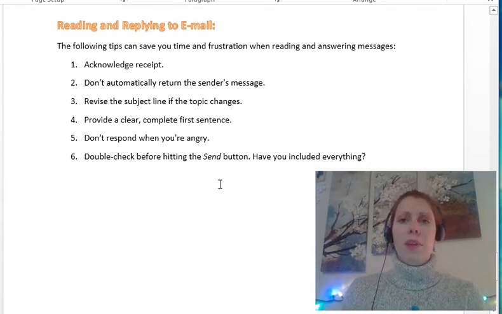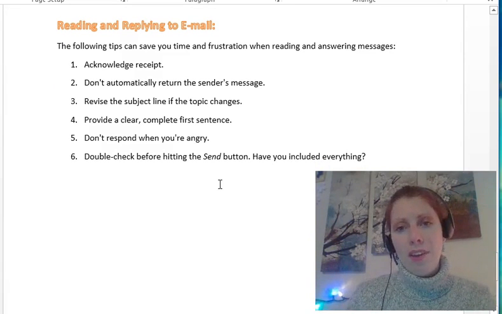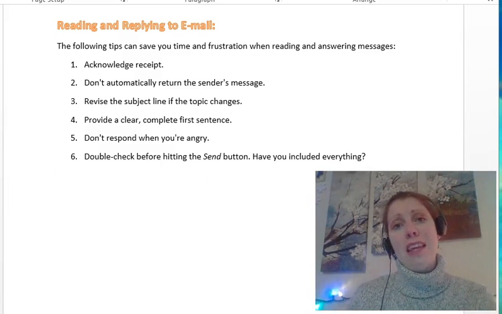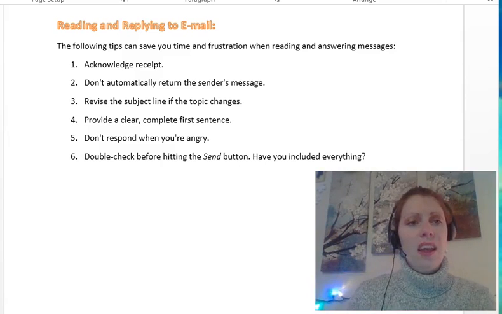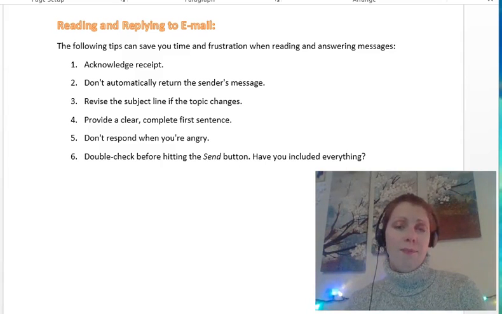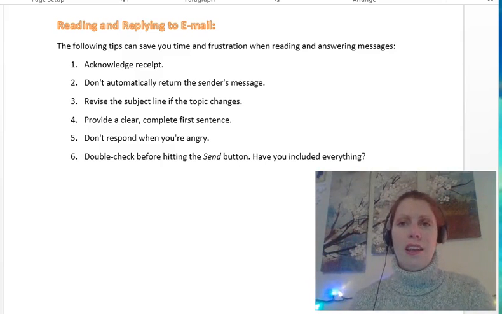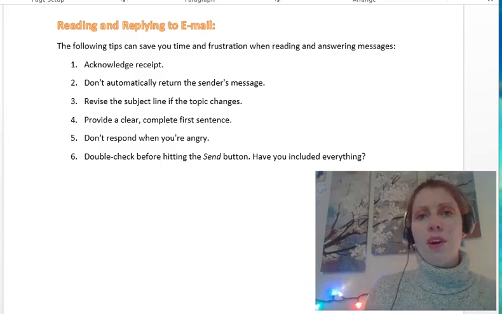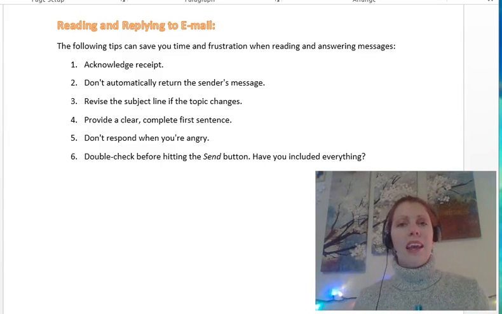So when you're reading and replying to emails, the following tips can save you time and hopefully frustration when you're reading and answering your messages. So please make sure that you acknowledge receipt of the email or the message. If you can't reply immediately, then reply to them and say something like, "Will respond Friday." At least they know you're not ignoring them. It's like when you text your friend and a whole day goes by and they didn't reply, and you call them the next day and ask them if they're angry at you. It can feel that way over email too. So just let them know that you got it and you will get back to them.